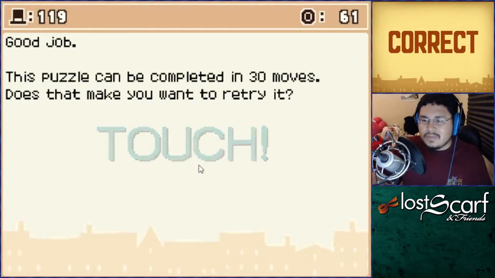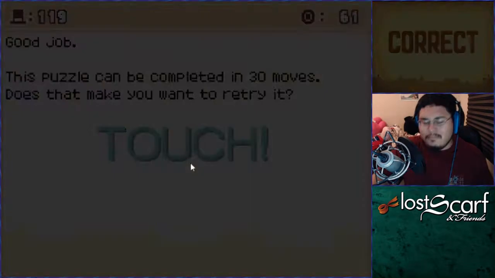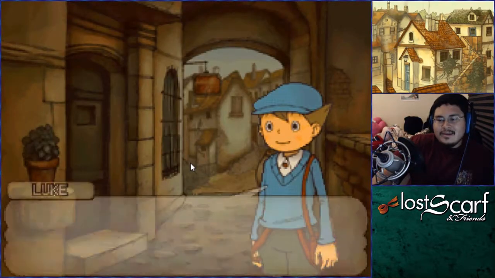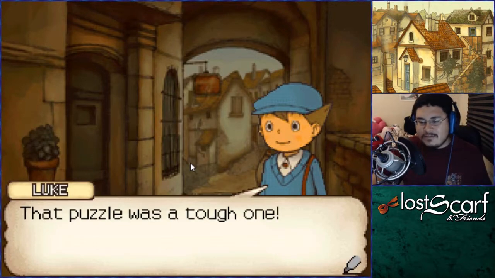Good job! The puzzle can be complete in 30 moves. Does it make you want to try it again? No! That puzzle was a tough one.